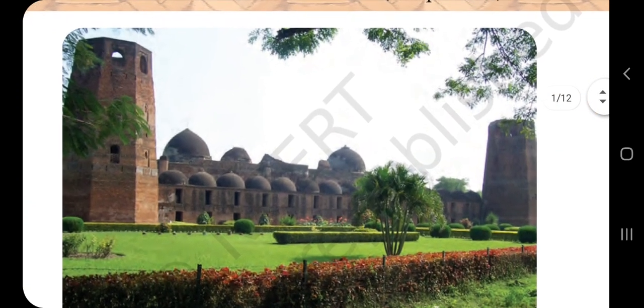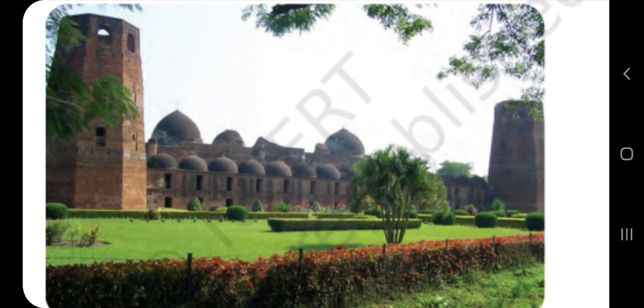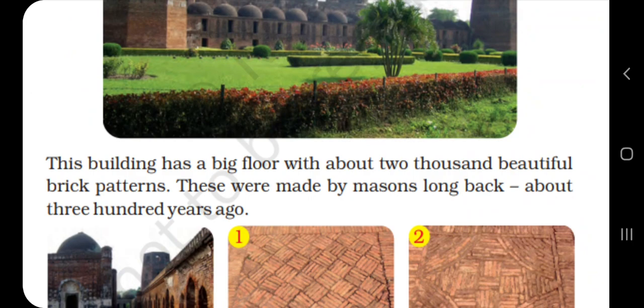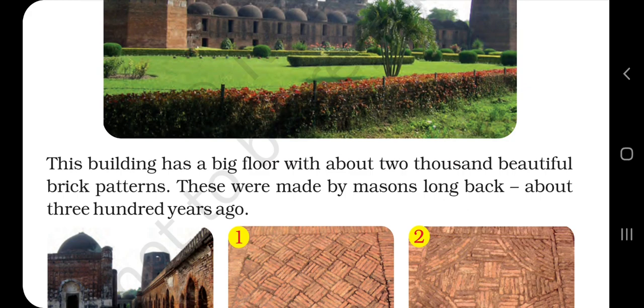Now, this is the old tomb of Murshid Kuli Khan. We see here different patterns made of bricks. We see there are window-type shapes, and there is a tomb-like structure which is also made of bricks. Now, this building has a big floor with about 2000 beautiful brick patterns.